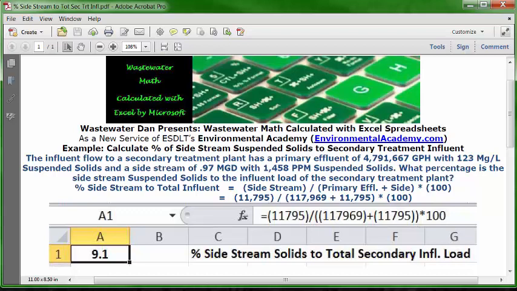The formula is: equal sign, open parenthesis, 11,795, close parenthesis, division key, open parenthesis, 117969, close parenthesis, plus sign, open parenthesis, 11,795, close parentheses, multiplication key, 100. Then you can press the enter or return key, and your answer will be 9.1. So that's the answer. 9.1 is the percent that the side stream solids is to the total secondary influent solids, which includes the primary effluent and the side stream solids.